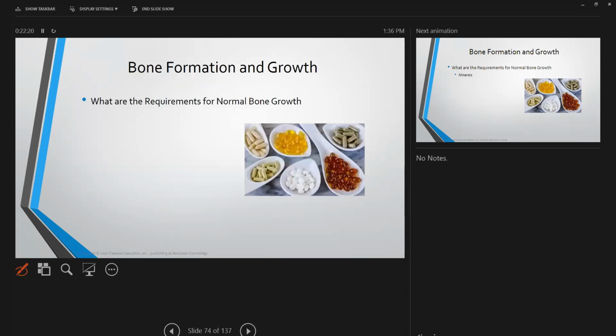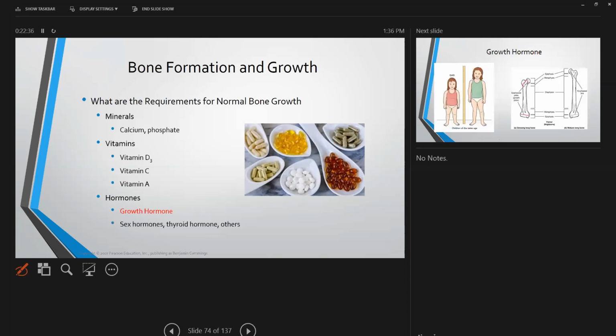So what are the requirements for normal bone growth? Well, we require minerals in the form of calcium and phosphate, vitamins such as vitamin D3, vitamin C, vitamin A, and hormones that will affect bone growth, like growth hormone, sex hormone, thyroid hormone, and others.